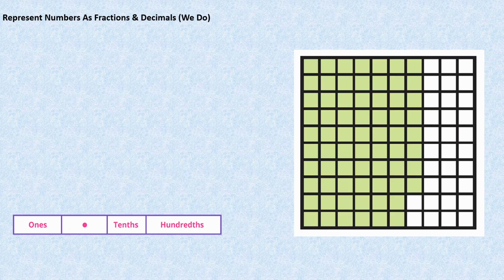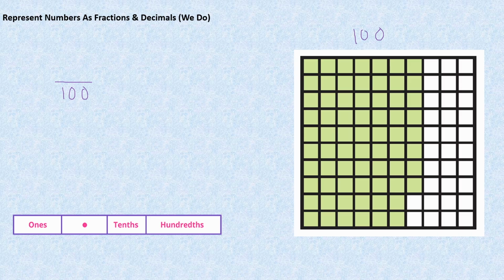All right, let's do another one. So in this one, it looks like we have 100 squares. So this whole square is divided into 100 little parts. So that is going to be our denominator in our fraction. That's the total number of parts. So I know I have 100 parts total. And let's look at how many parts are shaded.